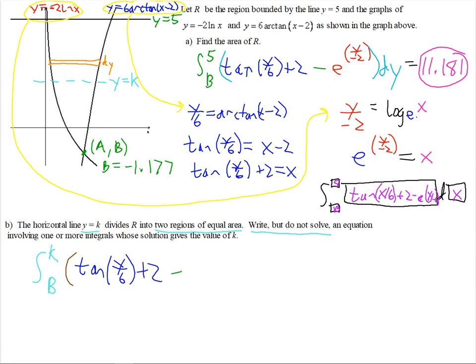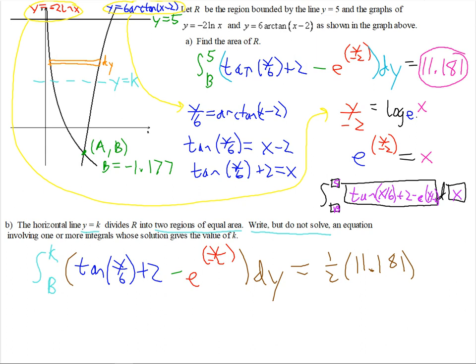minus e to the y over negative 2 dy equals 1/2 of 11.181, since that was our area of the entire region.